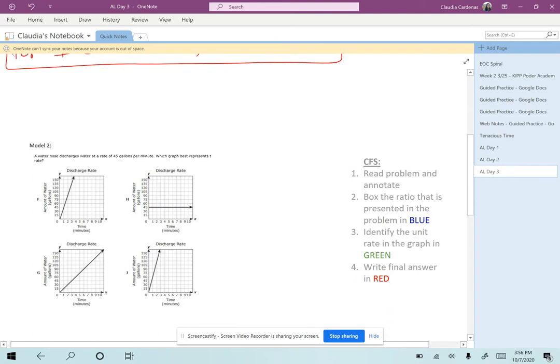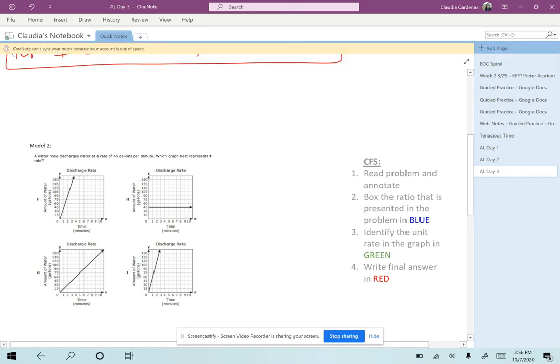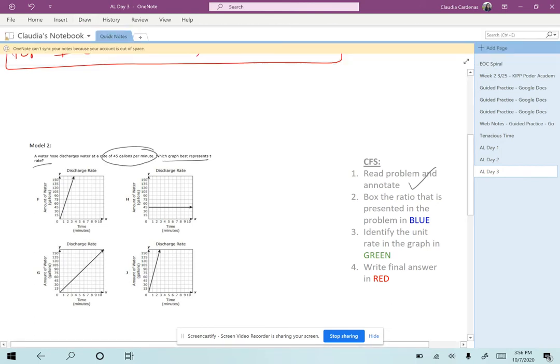Okay, so looking at this test question, a water hose discharges water at a rate of 45 gallons per minute. Which graph best represents this rate? So we've read it. I'm going to go ahead and annotate that we are looking for which graph best represents this unit rate that we're discussing. Then it says to box the ratio that is presented in the problem. So I see gallons per minute.